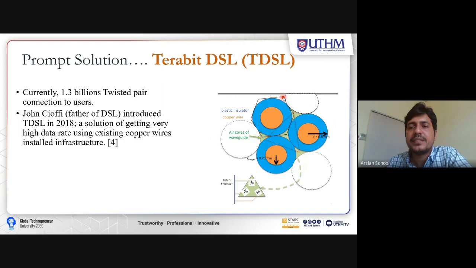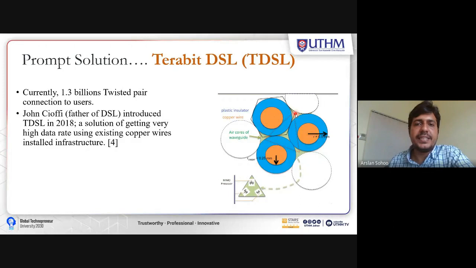These oranges are the copper wires. This blue one is a dielectric, and this green one is the air space between the wires. So you can see this triangular space. We can use this triangular space to propagate the terahertz waves wirelessly between the wires. So this space can be used for the propagation of terahertz waves wirelessly. This is the idea proposed by John Cioffi in 2018.